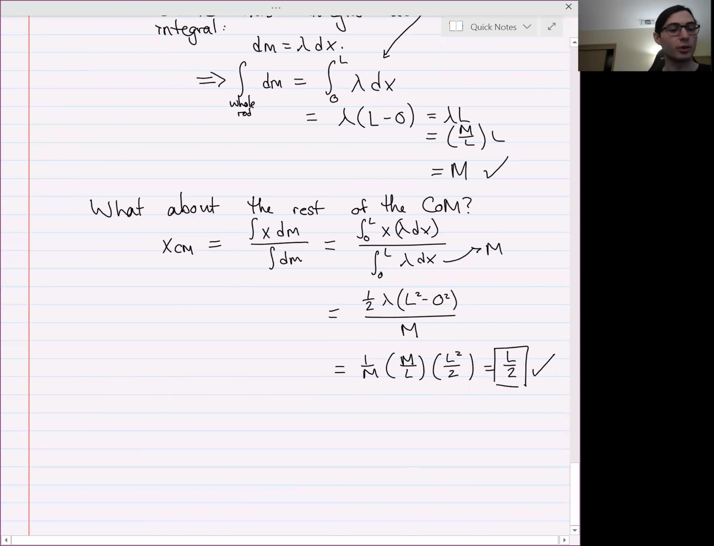Now we're out of time, so I'm not going to continue here. But on Friday, we will continue with a slightly harder problem. We're going to assume that the rod is not uniform, and then see how that affects things like the center of mass, and eventually we'll get to computing the moment of inertia. All right, so I'm going to end it here.